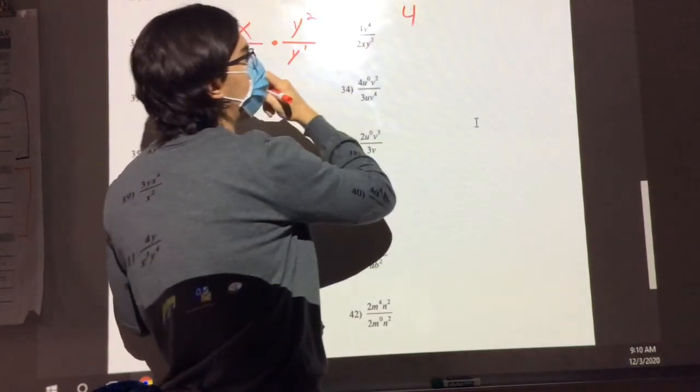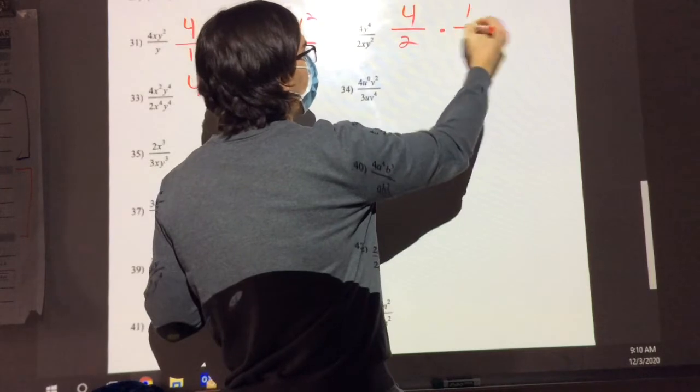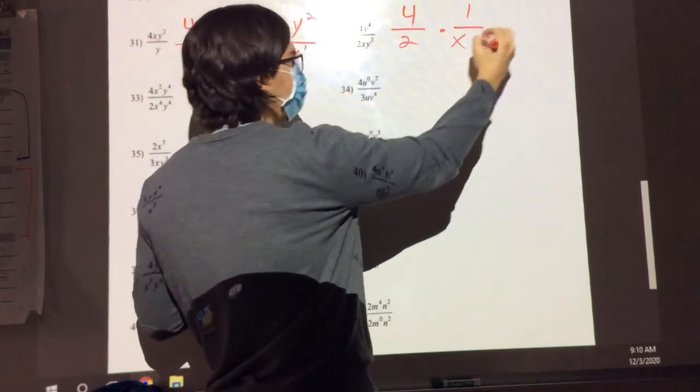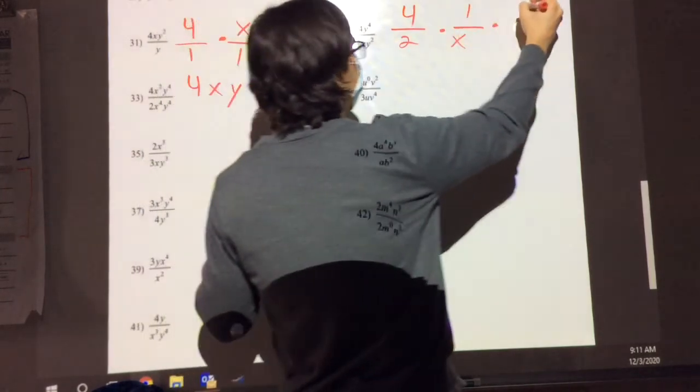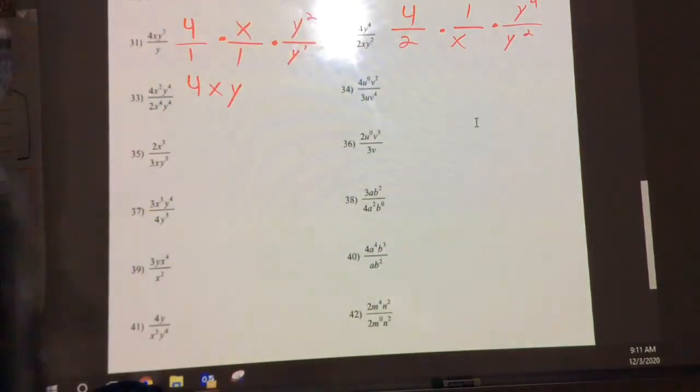4 over what? 2, good. Times 1 over x, good. Times y to the 4th over y to the 2nd. Okay, before we move on at all, do you understand why I broke it up the way I did?